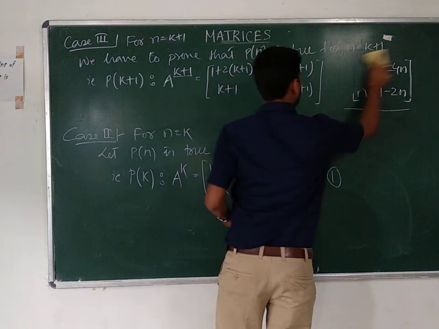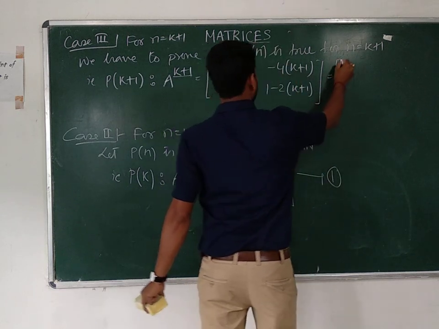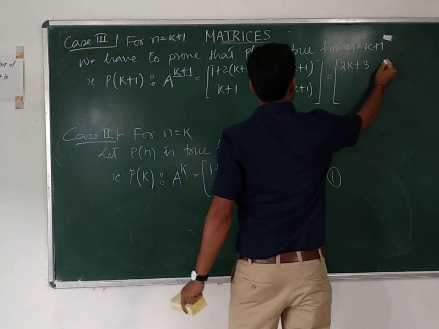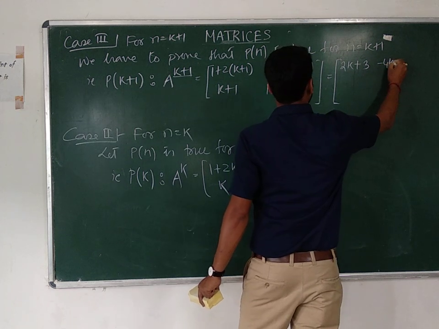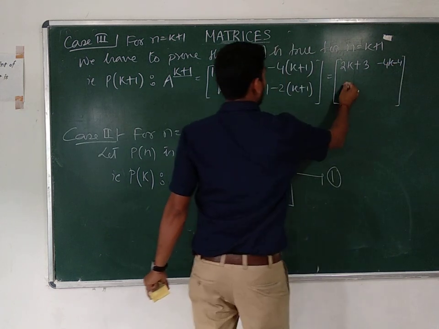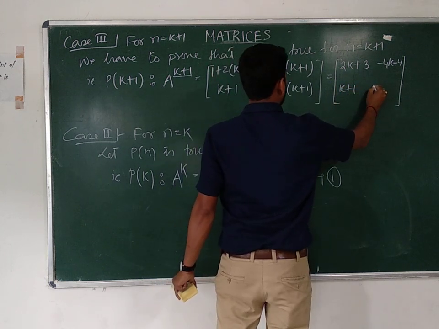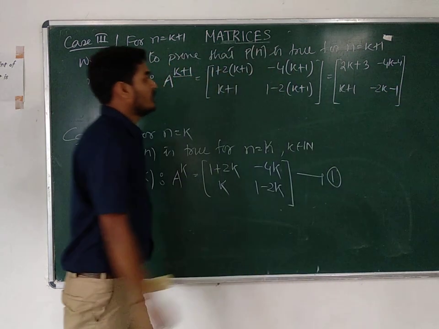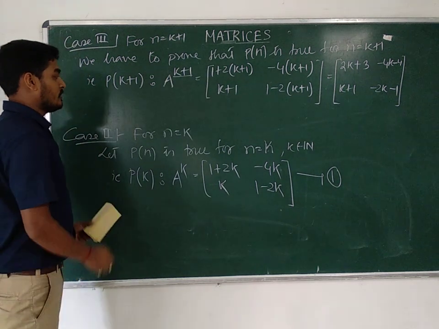Okay, so let's simplify. Twice k plus 3, that is, minus 4k minus 4. It will be what? k plus 1, it will be minus twice k, minus twice k minus 1. Okay, now we'll try to prove.